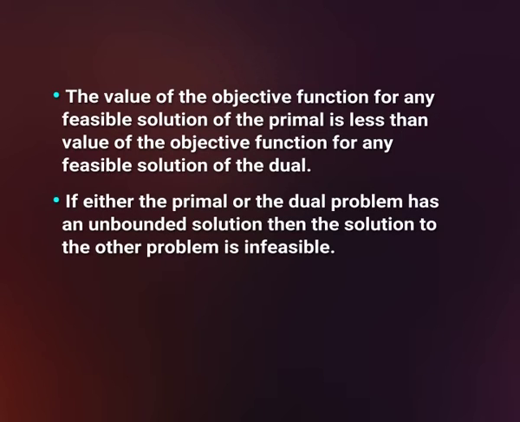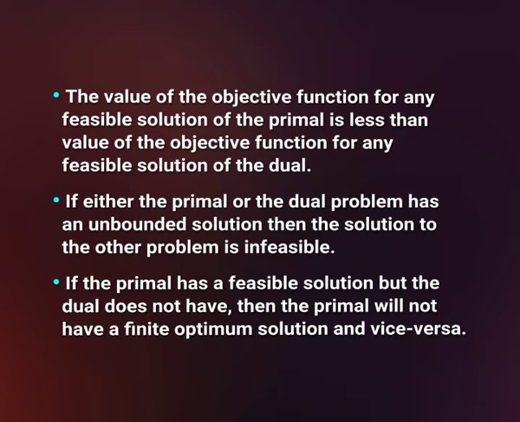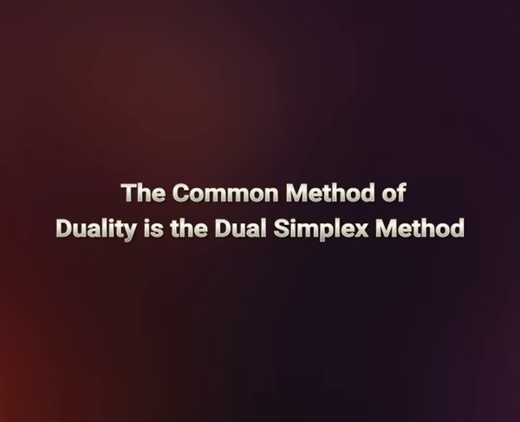If either the primal or the dual problem has an unbounded solution, then the solution to the other problem is infeasible. If the primal has a feasible solution, but the dual does not have one, then the primal will not have a finite optimum solution and vice versa. The common method of duality is the dual simplex method. The dual simplex method is very similar to the regular simplex method.